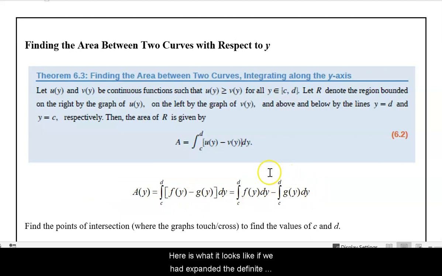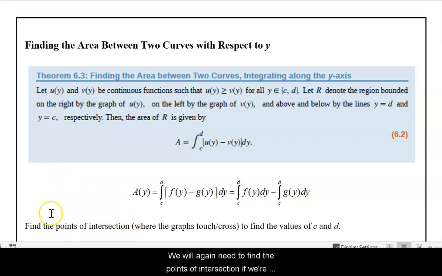Here is what it looks like if we had expanded the definite integral and written it as the difference of two integrals instead. It is, of course, exactly the same as it was before. We're really finding the area between the curve and the y-axis for each of the different functions and then subtracting the areas. That will give us the area between the two curves.